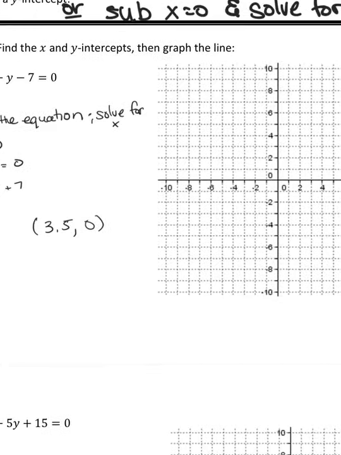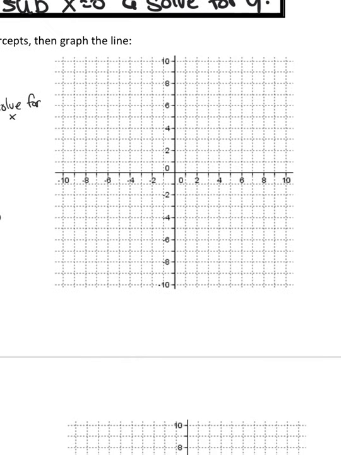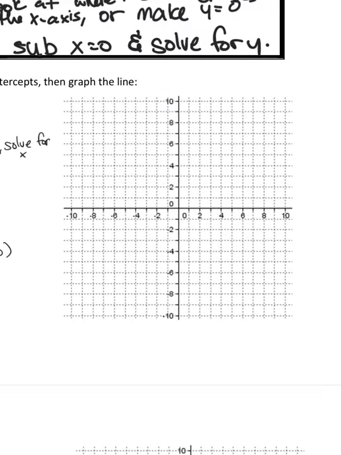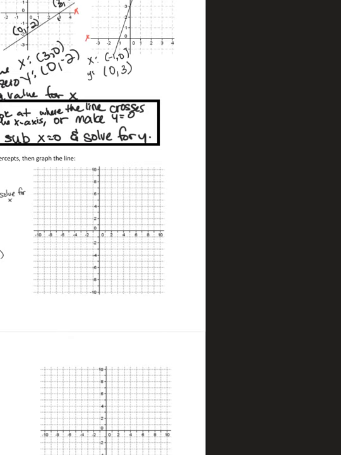So let's go over here and let's find 3.5 on my graph. So this is my x. Oops, sorry. My bad. This is my x. Yes, this is my y. And on my graph here, I'm going to go along to 3.5, and I'm going to plot a point. Okay?